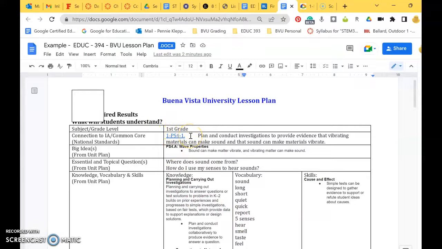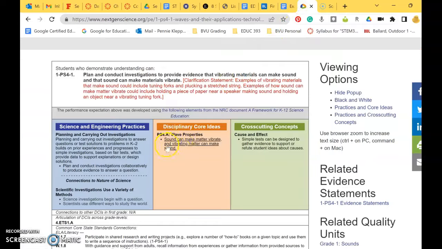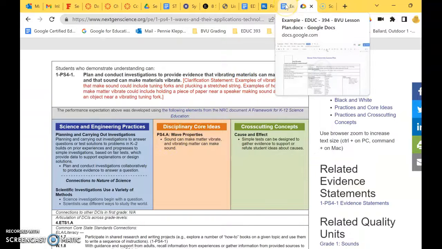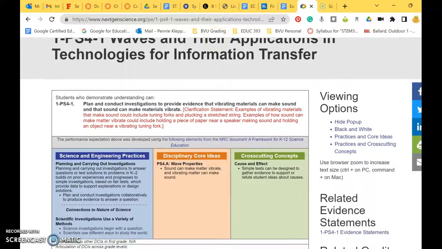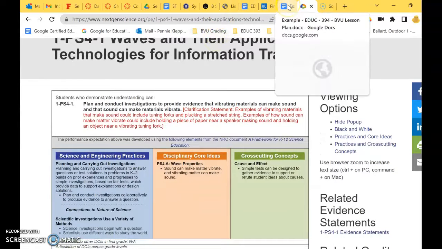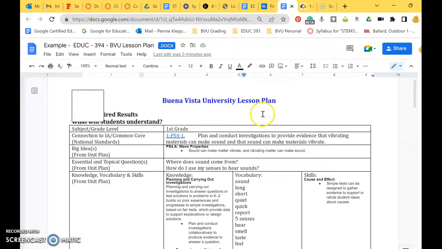it's a first grade lesson, and that's what this lesson covers for this particular standard, and this is the wording from the standard. This part here is the disciplinary core idea from the standard. And I got that from the Next Generation Science Standards. You should have that link in the course as well.